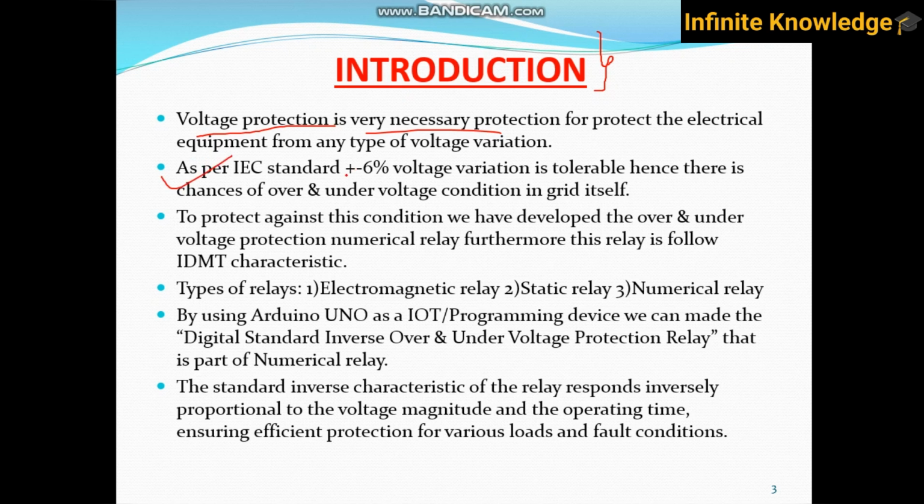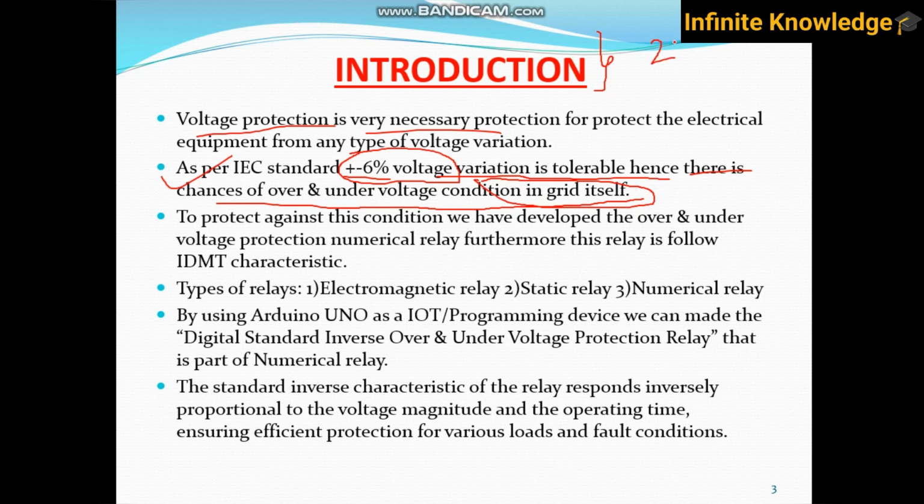As per IEC standard, plus minus 6% voltage variation is tolerable. Hence, there is a chance of getting over and under voltage in the grid itself. So even in your grid, the voltage varies within this range. So voltage is not even fixed.